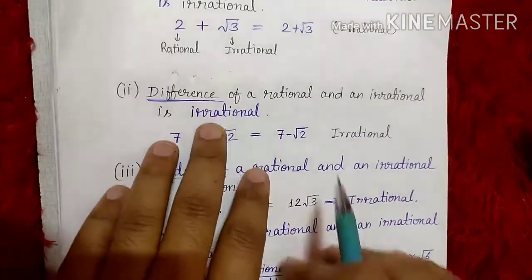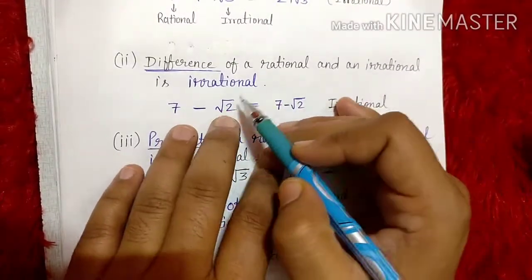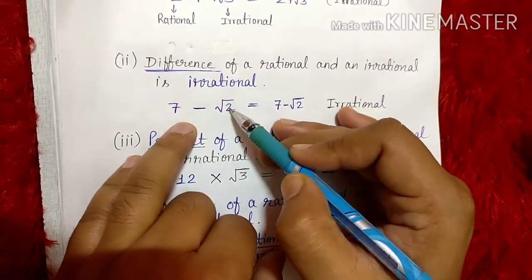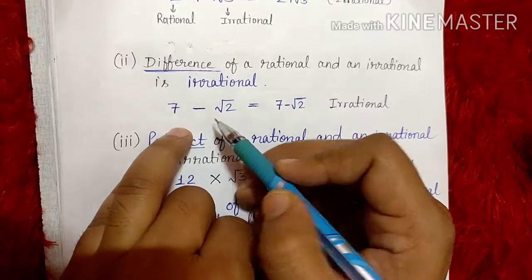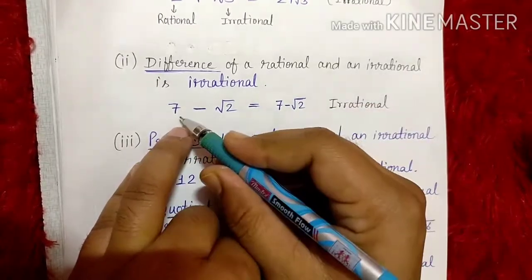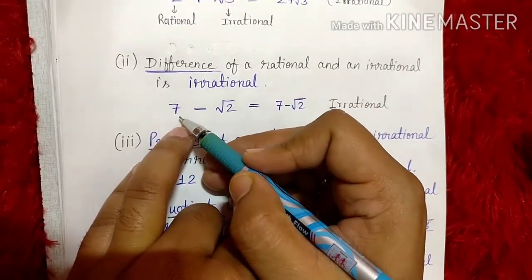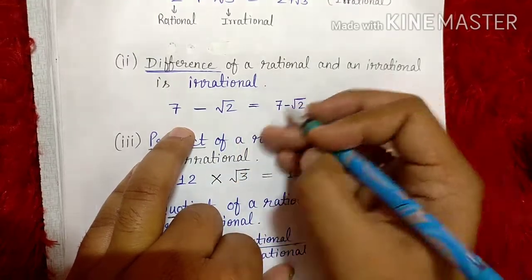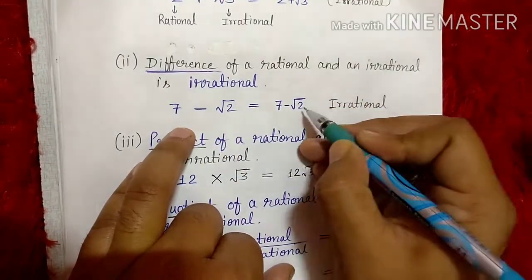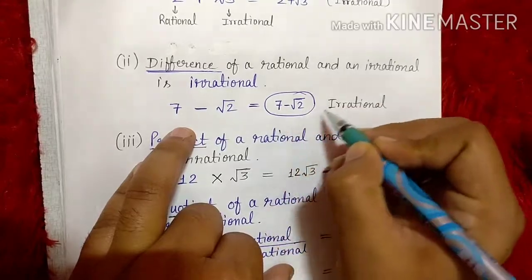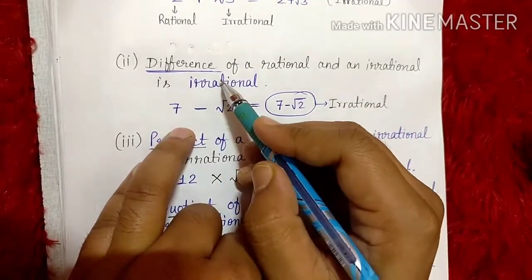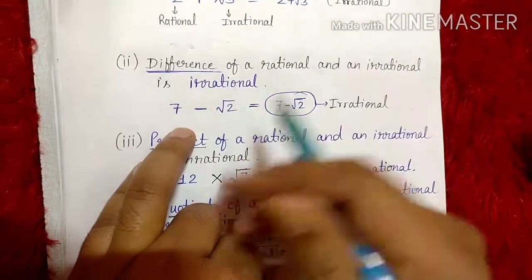Then the difference of a rational and an irrational, like 7 is a rational number and root 2 is an irrational number. If we subtract them, what will come? 7 minus root 2 only, because we can't subtract them, as one is a whole number and the other is an under root number. So what comes? Irrational only. This is also called an irrational number. So we can say the difference of a rational and an irrational always comes an irrational number.